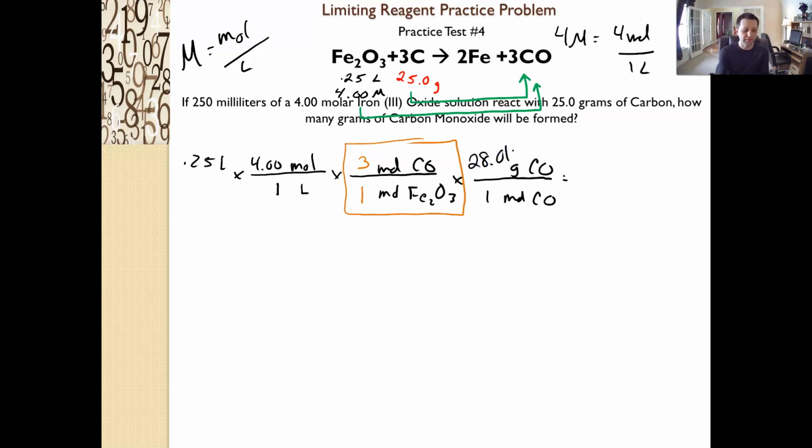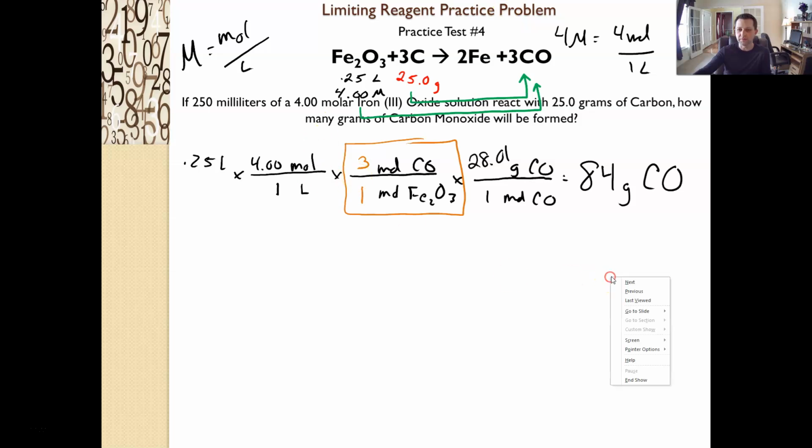All right. So we go ahead and cancel our units, figure out what our answer is, and this gives us 84 grams of carbon monoxide. So what's this mean? It means my starting conditions of iron 3 oxide, Fe2O3, when I start with 0.25 liters of 4.00 molar Fe2O3, I can create 84 grams of carbon monoxide.